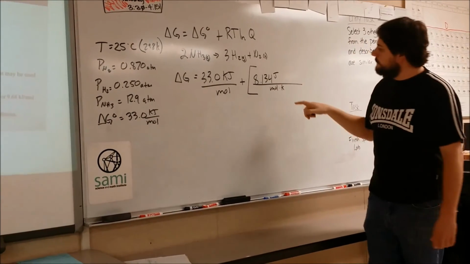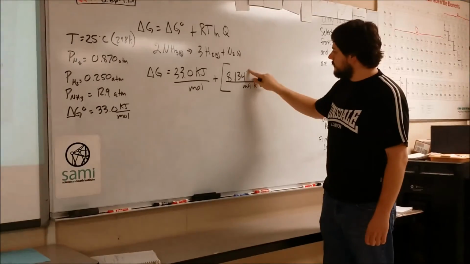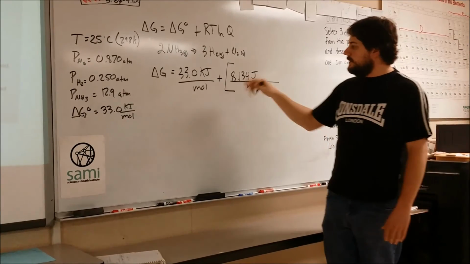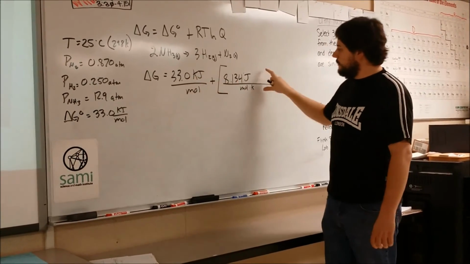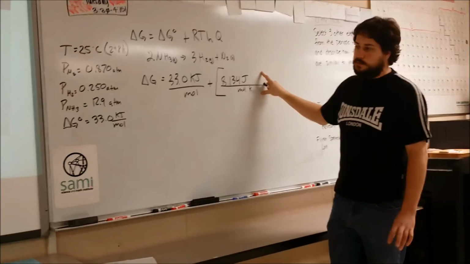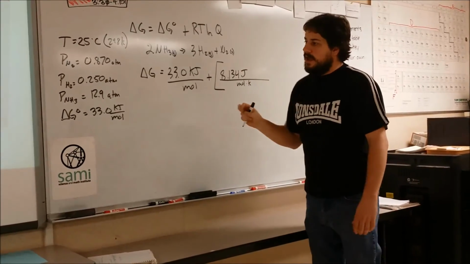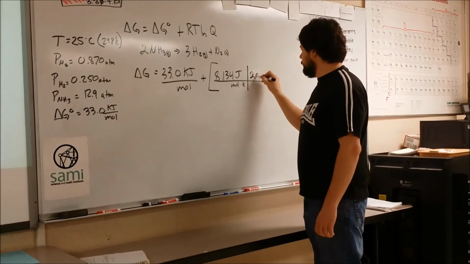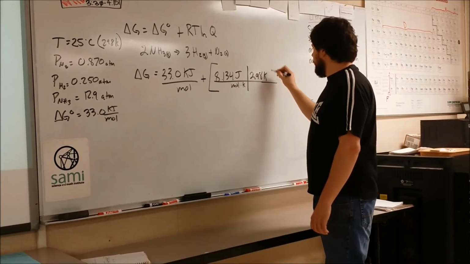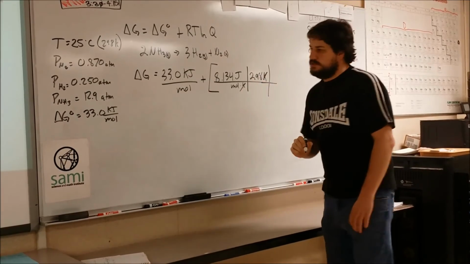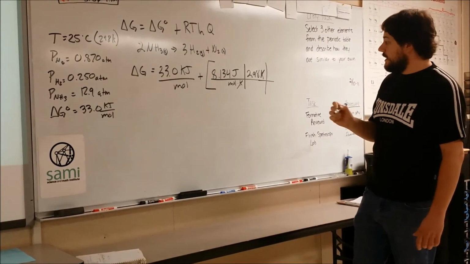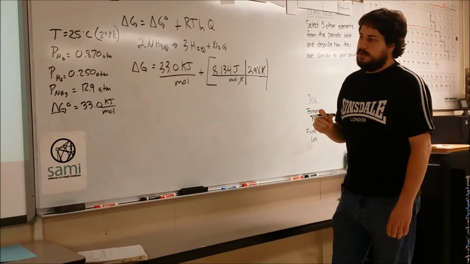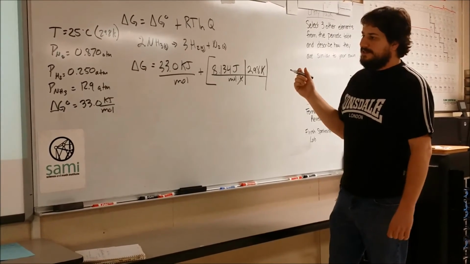Now we've noticed a discrepancy. We have joules here and kilojoules here. For now I'm going to leave it, but we'll have to either convert this to joules or convert this whole thing to kilojoules later, and we'll talk about that when we get there. Then that is multiplied by the temperature, which is 298 Kelvin. The Kelvins cancel, which is awesome. And then that's multiplied by the ln of Q.